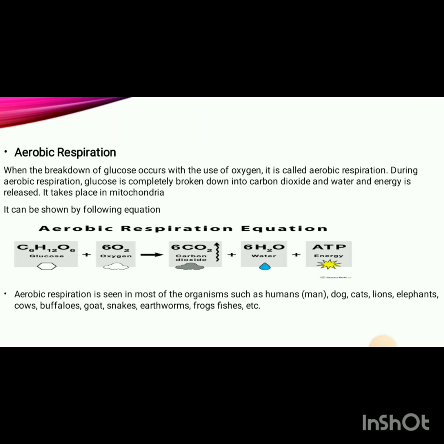Okay, it can be shown by this equation. So this is the equation of aerobic respiration. Glucose in the presence of oxygen gives carbon dioxide, water and energy. So here the ATP is the energy, which will be produced inside the cell. Aerobic respiration is seen in most organisms such as human, dog, cat, lion, elephant, etc. These are all animals or organisms in which aerobic respiration is seen.